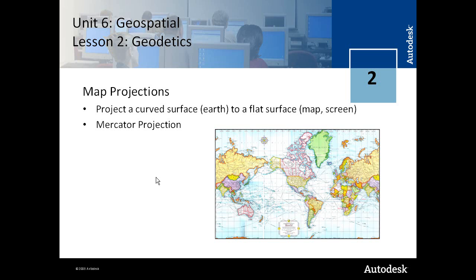Map projections are used to project a curved surface to a flat surface. So we're typically looking at maps on computer screens or on hard pieces of paper. And you use a projection to project a curved surface to a flat screen or a flat surface. The most common type of projection is a Mercator projection, where you would project this to perhaps a cylindrical surface.